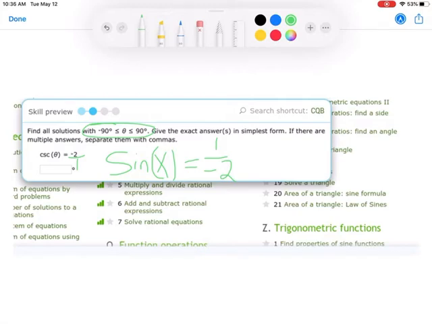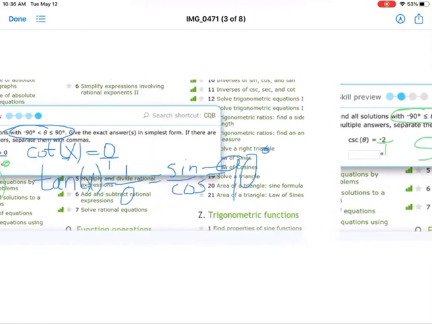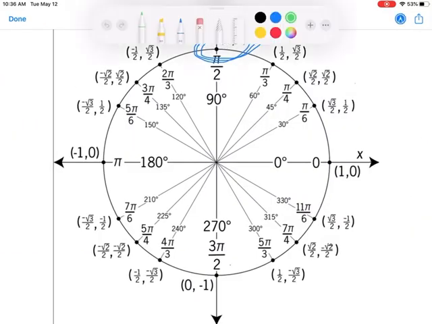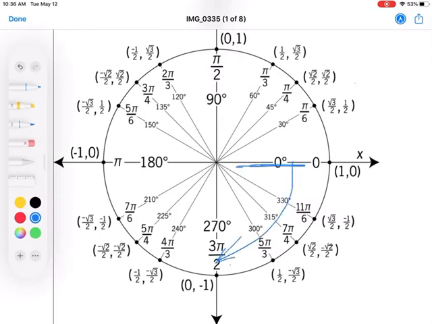So you can just plug that into your calculator, or you can go to the unit circle again. I like the unit circle, because why not? It's a tool we can use. So it says between negative 90 and 90. So here's 0 right here, negative 90 is right here, and here's positive 90 right here. So I'm looking anywhere inside of this area right here.